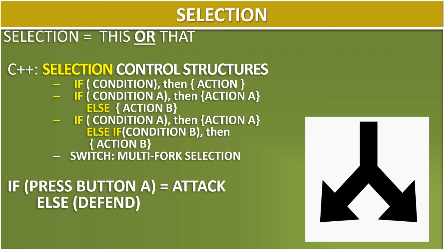Our fourth type of direction is a selection, which is basically saying this or that, which means execute this block of code or execute that block of code, depending upon the value of a variable or depending upon a certain condition that's existing in the program. And in C++, we're going to see selection control structures. And so these are going to be things like if condition applies, then do action. So you can have if condition inside parentheses, then action inside the curly braces.